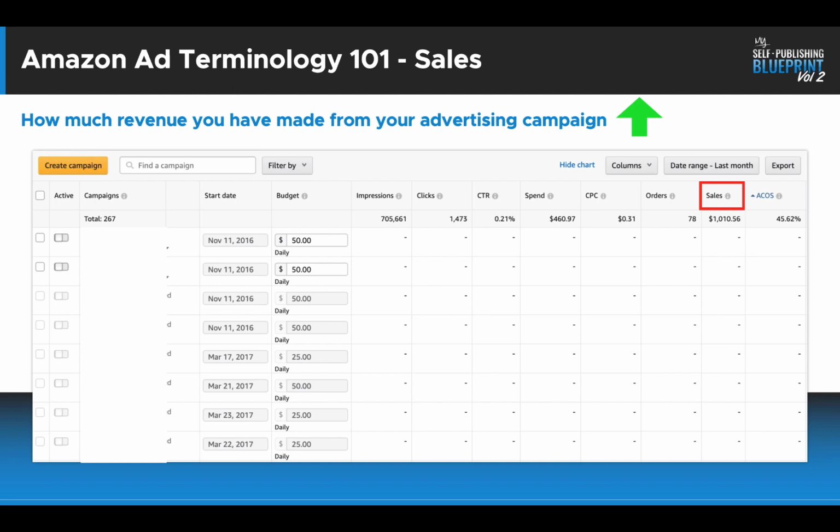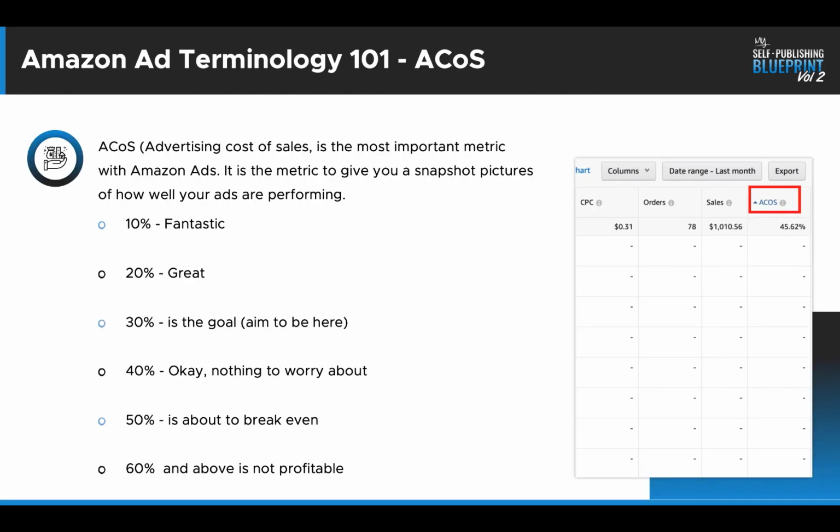And then the most important metric is what's called your ACoS, your advertising cost of sales. This is the metric that gives you a snapshot of how well your ads are performing. For example, a 10% ACoS is fantastic, 20% is great, but 30% is where you want to be. Because if you're lower than 30%, that simply means you're not spending enough money. You need to spend more money to get more impressions, to get more clicks, to balance out your ACoS. 40% is okay, it's nothing to worry about. At 50% you're about to break even, and at 60% or above it's just not profitable anymore.